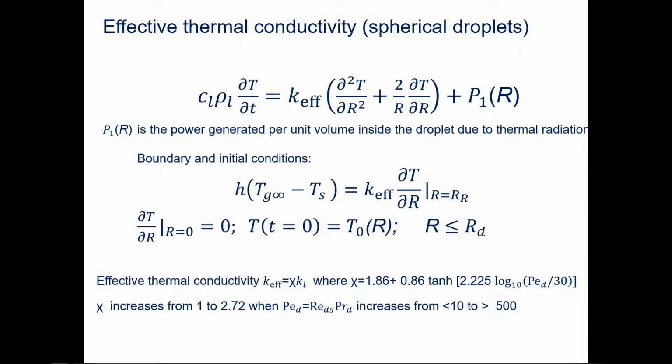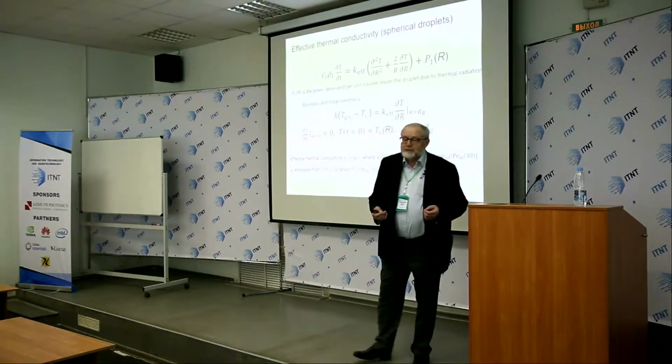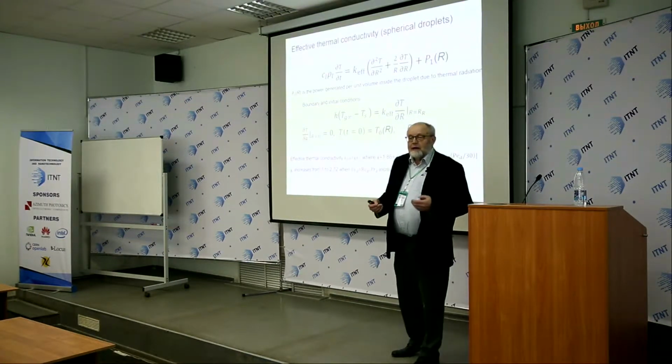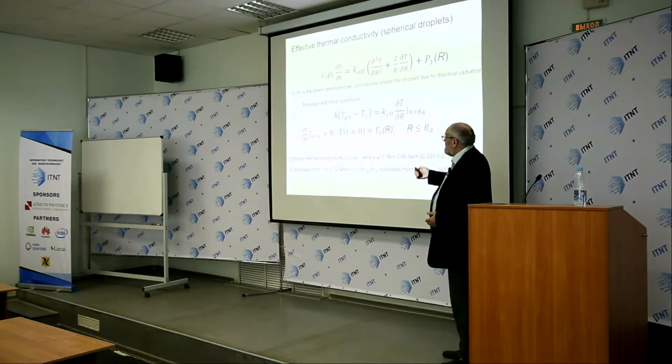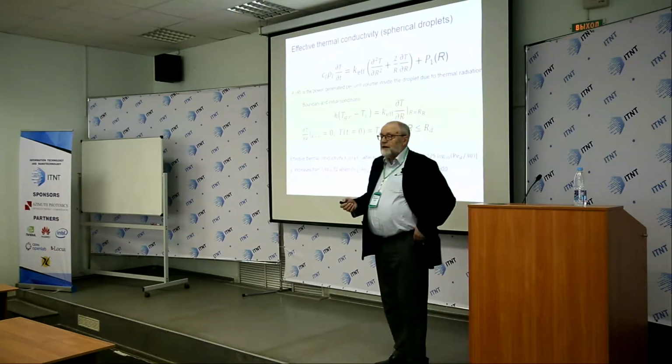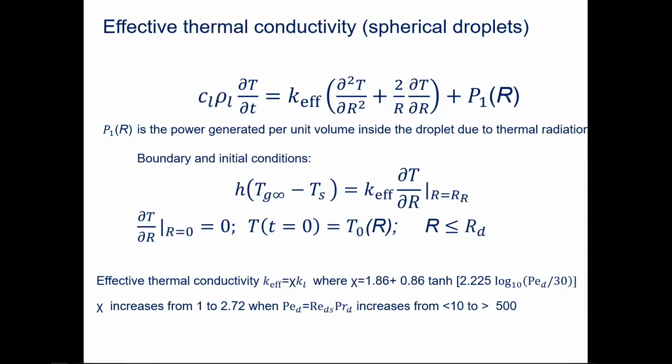In contrast to most of the models which are published in the literature and available in commercial CFD codes, we take into account the temperature gradient inside the droplets. Also, in contrast to most of the research in this area, we consider the effect of thermal radiation as a volumetric effect. That means that we take into account the volumetric heating of droplets by thermal radiation, and this is taken into account by this term.